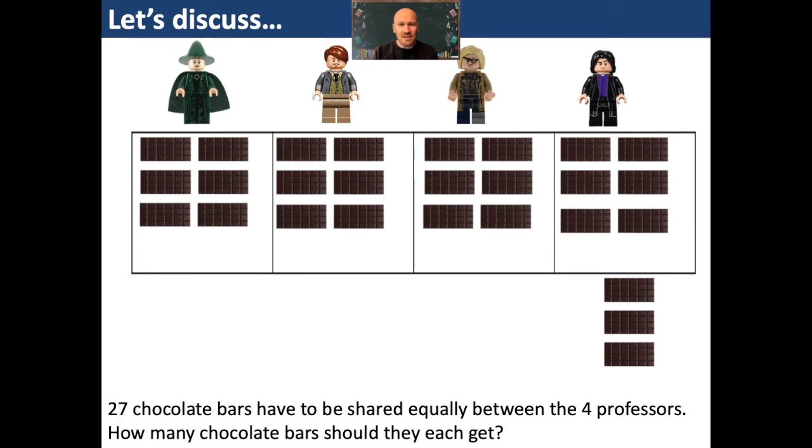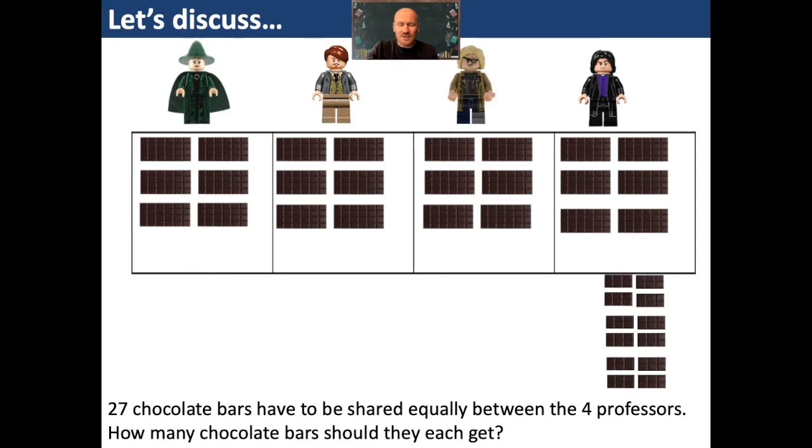Now you might say the answer to this question is 6 bars each, and there are 3 chocolate bars left over. You would be perfectly correct if you said that. But is there something else we can do with those chocolate bars? Well, we could share them out. We could break them up into parts. I think I'll start by splitting them into quarters.